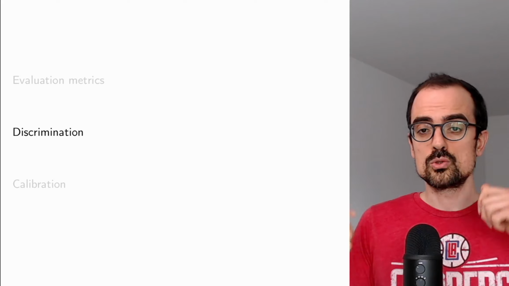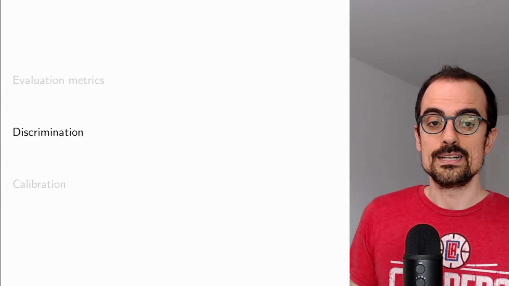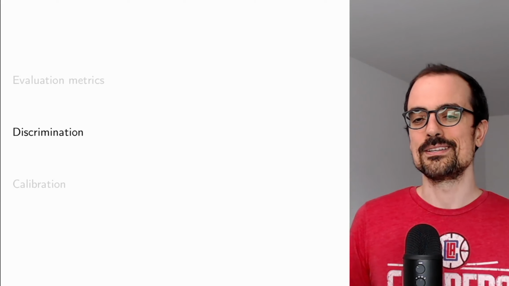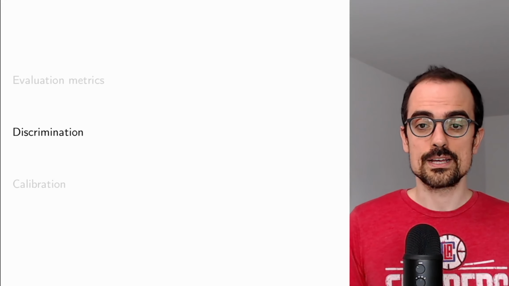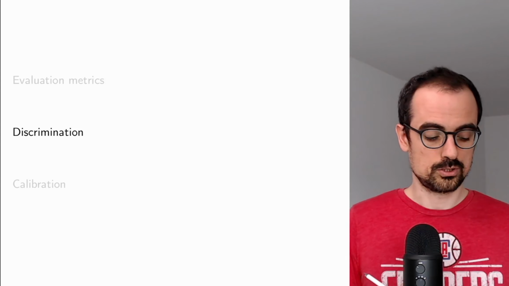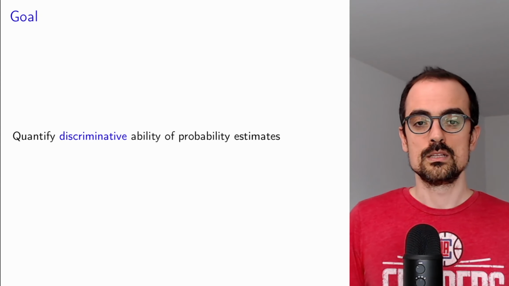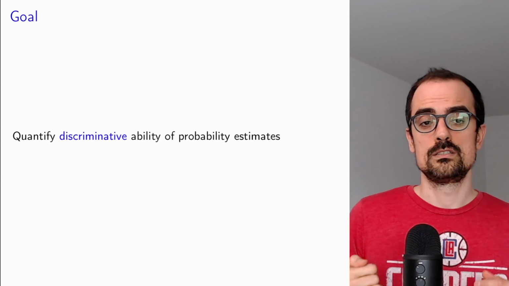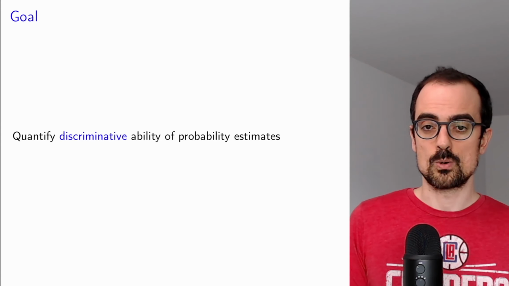Now let's move on to quantifying the discriminative ability of a classifier regardless of the threshold. So just looking at the probabilities. How can we do that? How can we just quantify discrimination based on the probabilities?